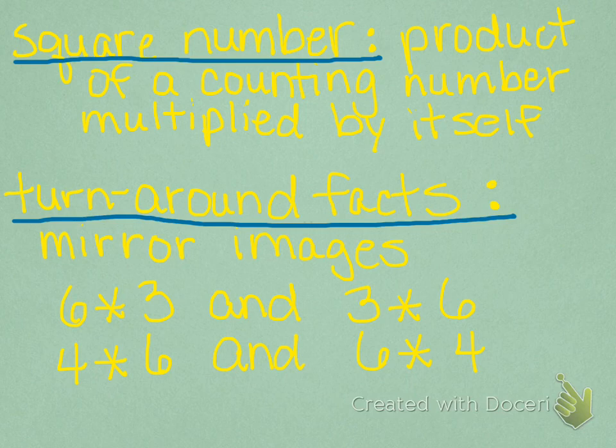So basically the reason that we talk about turnaround facts is once you learn your multiplication facts, for example, if you know your 2's and you know that 2 times 4 is 8, then you know the turnaround fact. 4 times 2 is also 8. Okay?